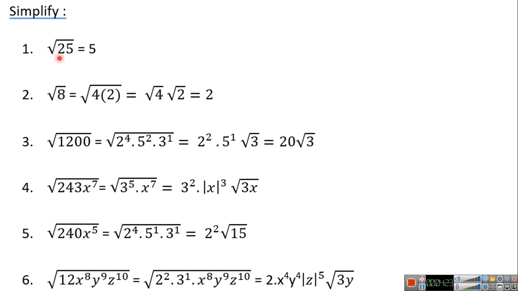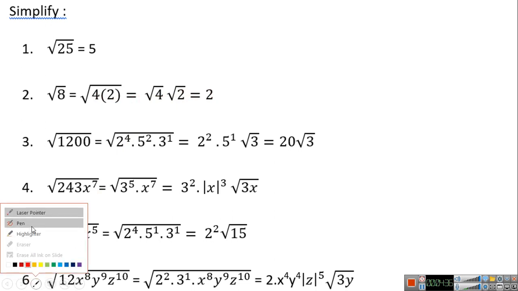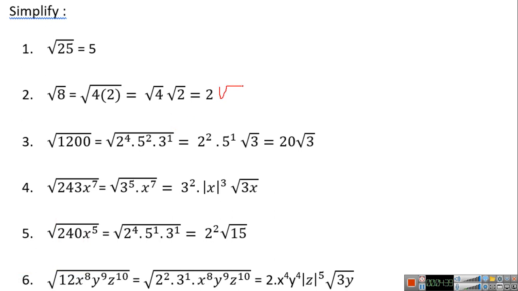Okay, now simplify. Root 25 directly is 5. Root 8, you all know it's root of 4 times 2. Root 4 is 2, so 2 root 2. Or you can do it with the square root of 8: if you do the prime factorization, this is 2 cube. So you divide this power 3 by 2, which is 1.5. 1.5 means 2 power 1 outside and 2 power 0.5, which is root 2.